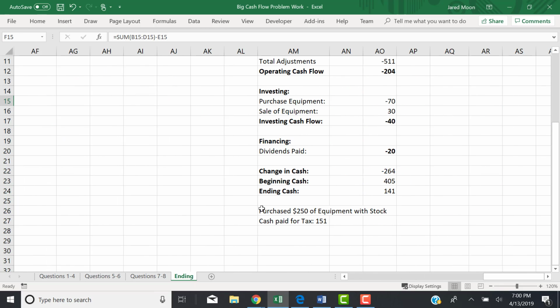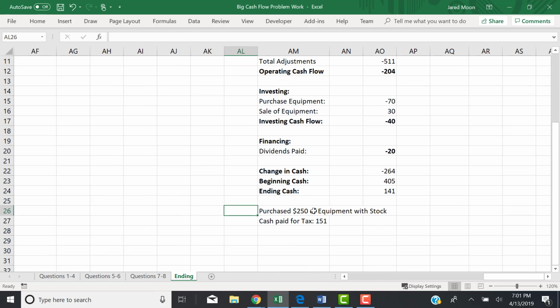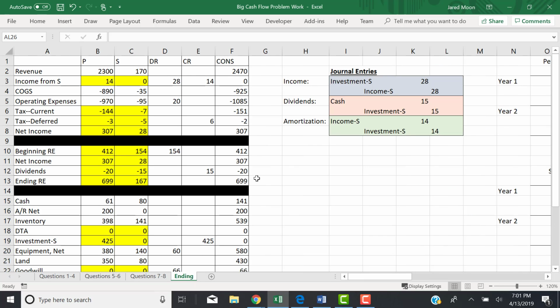Don't forget that you have two things that you have to include: cash paid for taxes and the significant non-cash events. Purchase of $250 worth of equipment for stock. And on this last one, statement of cash flows, we had cash paid for taxes. You'd also have cash paid for interest, but we didn't have that in this case, so we didn't include it. All right, I think that's everything for this question, this homework problem. Hopefully it makes sense, and best of luck on the final.